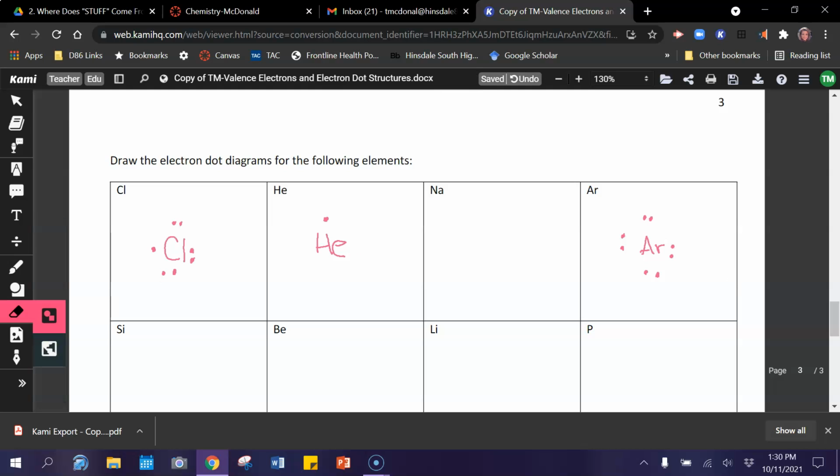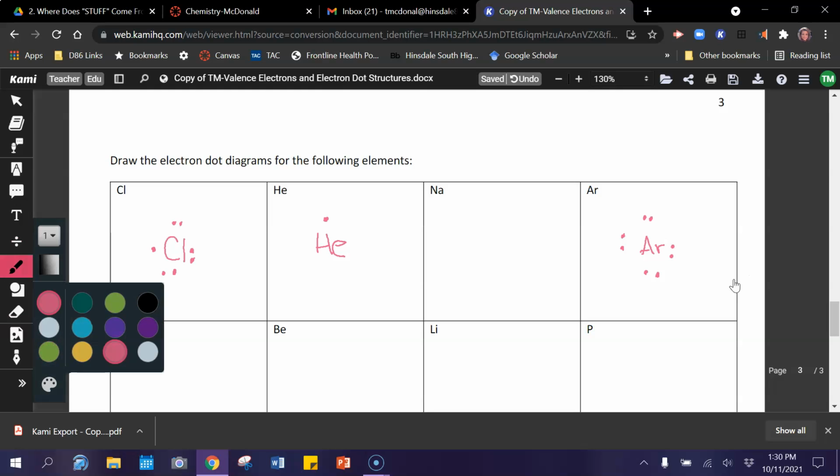Could I have drawn them like this? Yes. Could I have drawn them like this? Yes. Could I have drawn them like this? No, that would have been wrong. So for helium, you're going to have 2 valence electrons, but they have to be separate from each other.